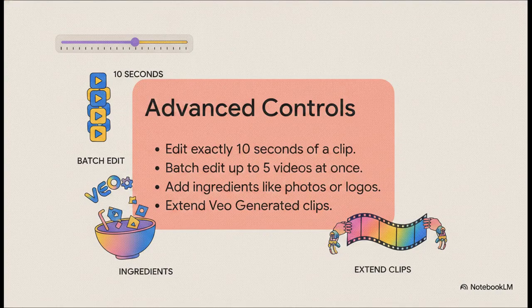But the control you get goes way beyond just backgrounds and lighting. It's actually kind of staggering. Let's say you've got a 30-second clip. You can target exactly a 10-second chunk of it to edit and leave the rest completely untouched. Or what if you need to update 5 videos for a massive new campaign? Just select them all and batch edit up to 5 clips simultaneously with one single prompt. You can even inject what they call ingredients, like dropping in new product photos or your brand logo, or just ask the AI to extend a generated clip, like turning an 8-second shoe ad into a 15-second close-up just to give your buyers a slightly longer look.